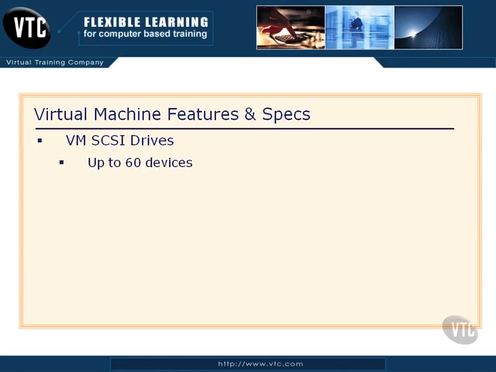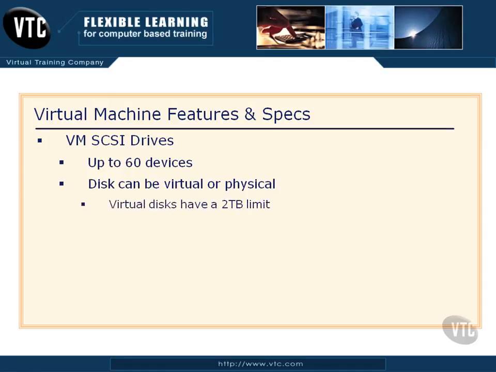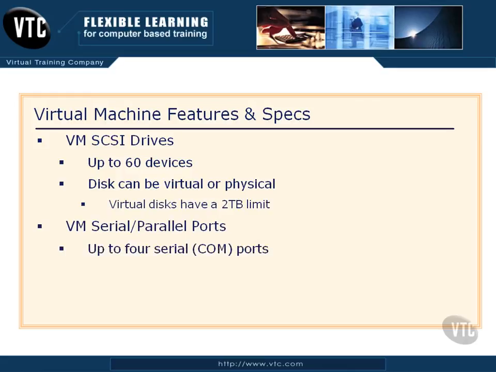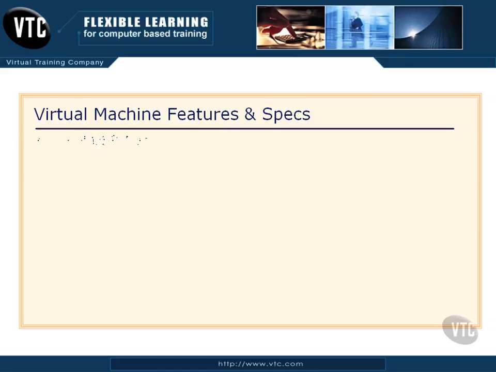Now let's talk about SCSI drives. You can have up to 60 devices. That's not a misprint. Up to 60 devices on the SCSI side. The disk, again, can be virtual or physical. Your virtual disks, again, have a 2 terabyte limit. Then when you're talking about serial and parallel ports on a virtual machine, you can have up to 4 serial or COM ports, and you can have up to 3 LPT or bidirectional parallel ports. So you can set those up and access them through the virtual machine.